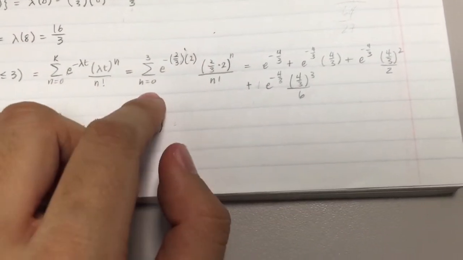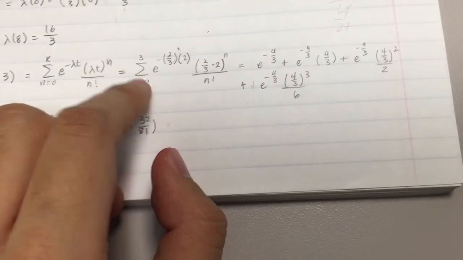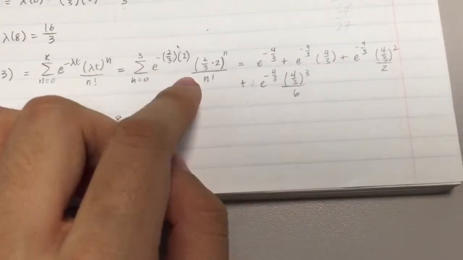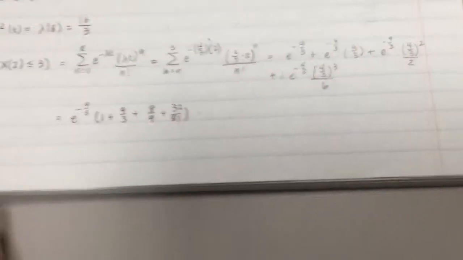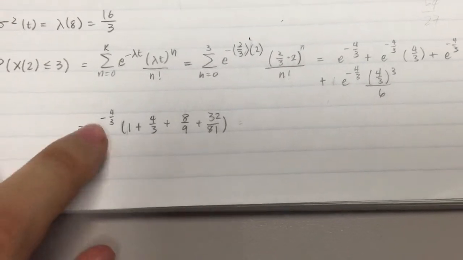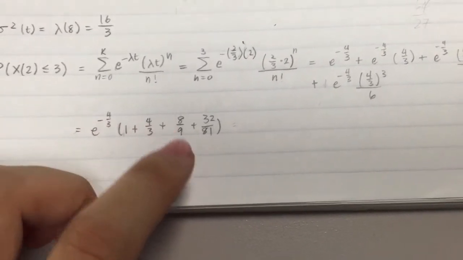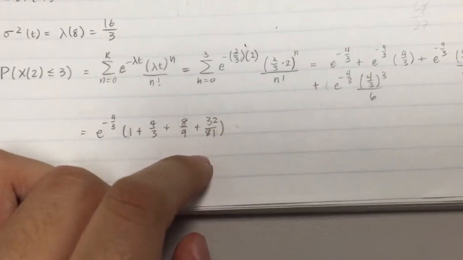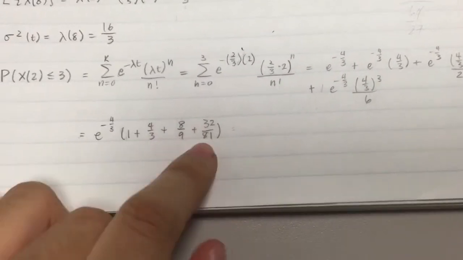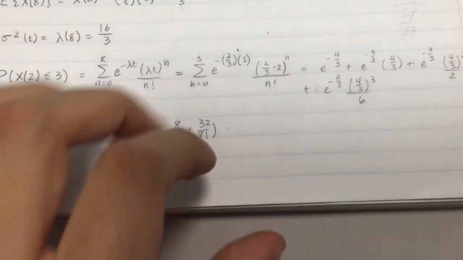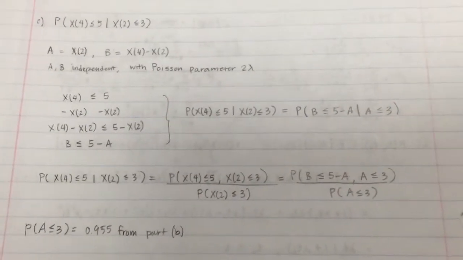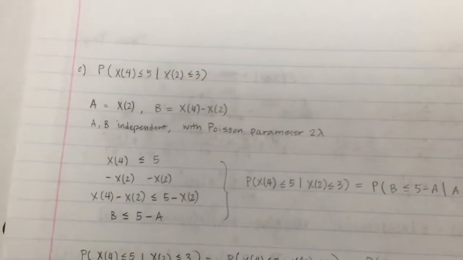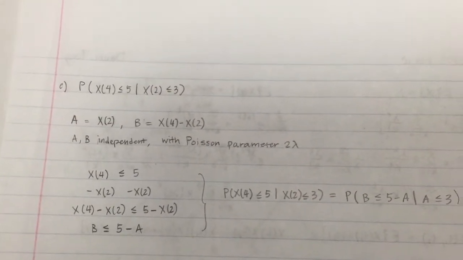And so we have to do it for 4 cases: when n is 0, n is 1, n is 2, and n is 3, and then we add it all together. So you get this expression here, which is simplified, which is e to the negative 4/3 times 1 plus 4/3 plus 8/9 plus 32/81. And this whole thing equals approximately 0.995, if I'm not wrong. So, 0.955, sorry.